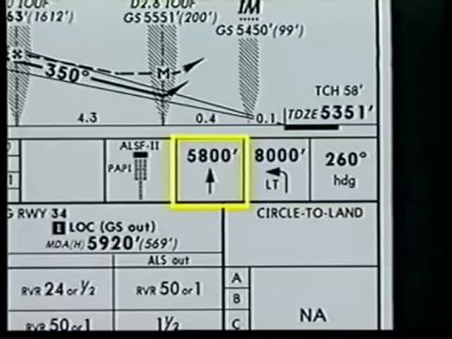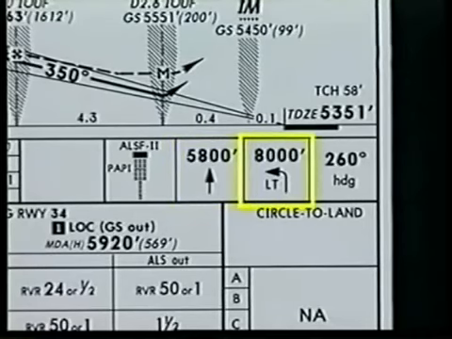In this example, the icons are read as climb to 5,800 feet, then climbing left turn to 8,000 feet, via a 260-degree heading. Always refer to the missed approach instructions in the heading section and the plan view graphic for complete information about the missed approach procedure.